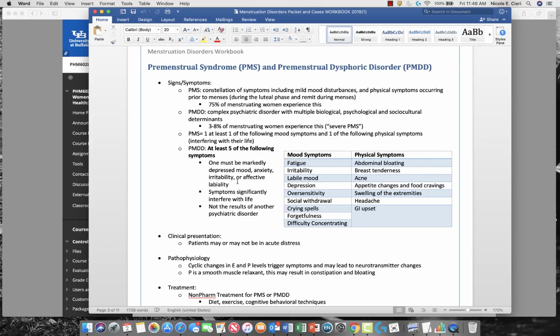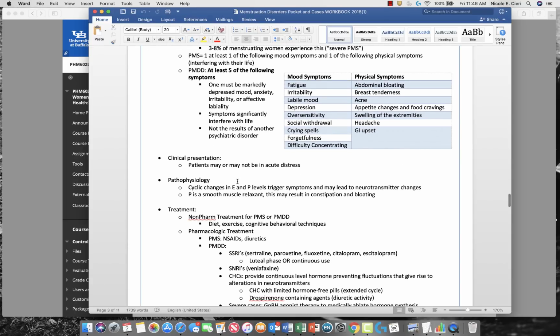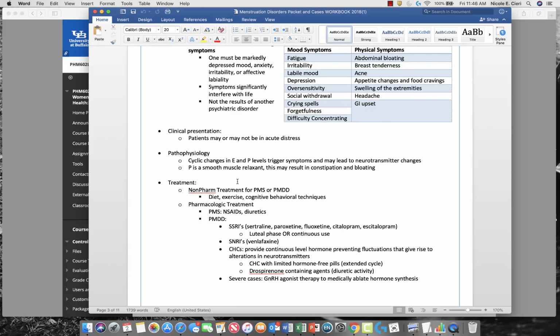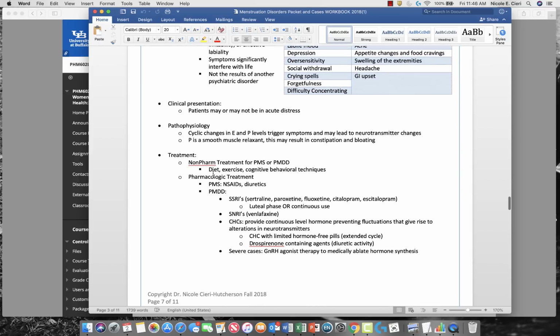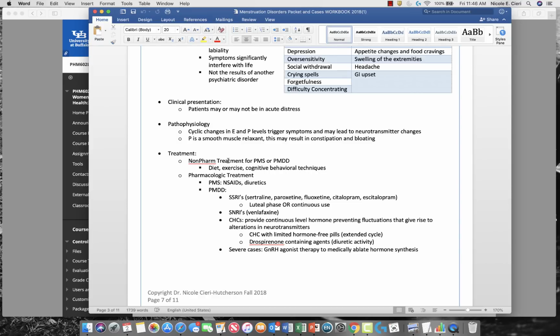The symptoms have to significantly interfere with your life and not be the result of another psychiatric disorder. So patients may or may not present with acute distress. Similar to self-care, there's non-pharmacologic management based on what symptoms they're complaining of. An improved diet that's low in carbs and sugar and alcohol and caffeine can help with symptoms of PMS or PMDD. Increasing exercise and using cognitive behavioral techniques such as de-stressing techniques are helpful.